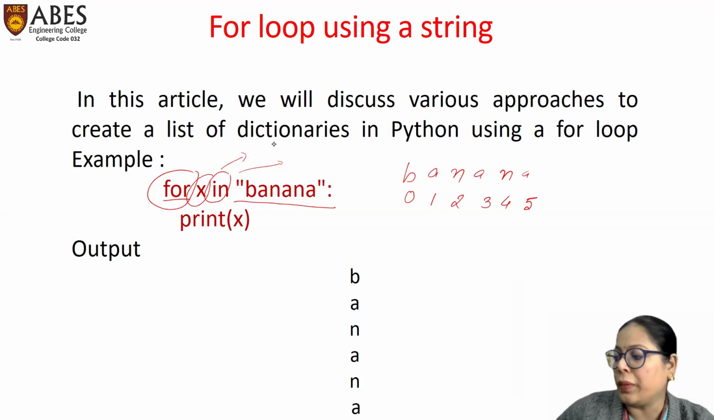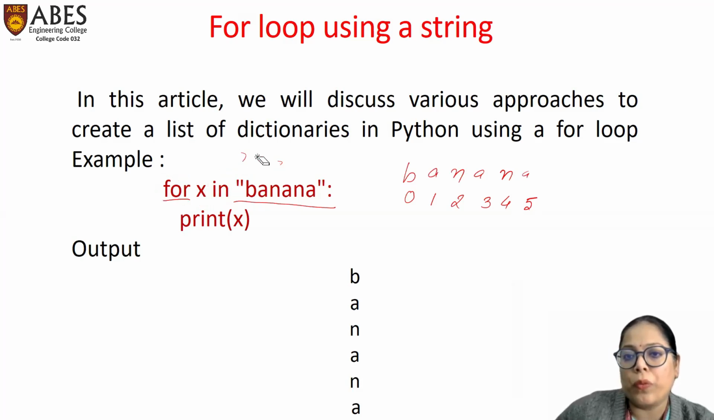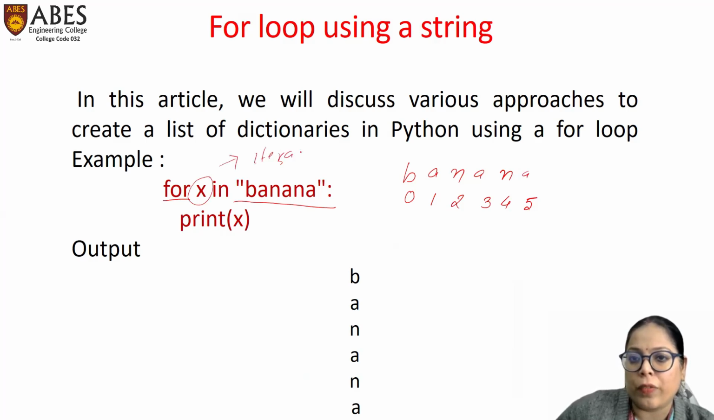Now, what will happen here? How does for loop work? As we know, for loop iterates until and unless the sequence has any element in it, and it starts from the first value, or you can say the initial value. So here the first value is at 0, where we have B of banana. x is your iterative variable.